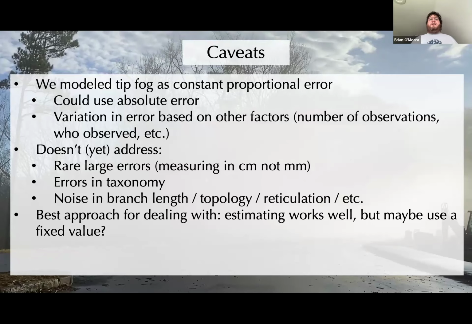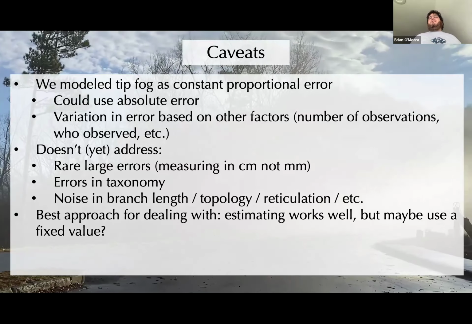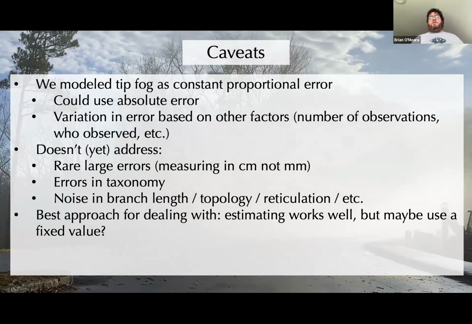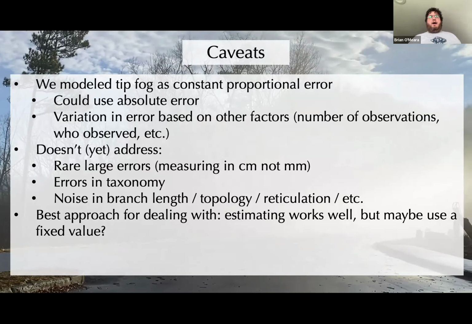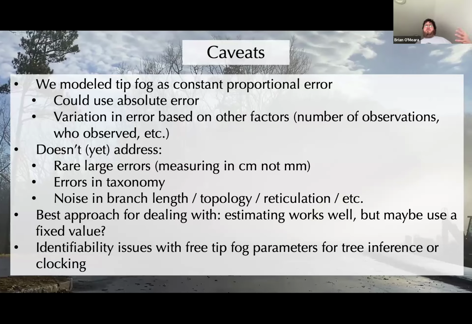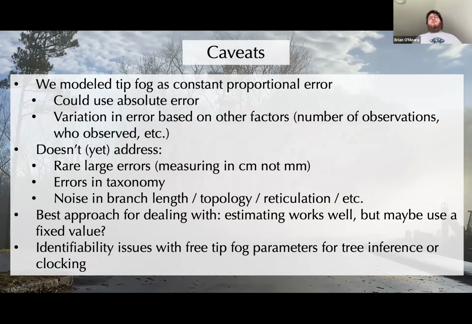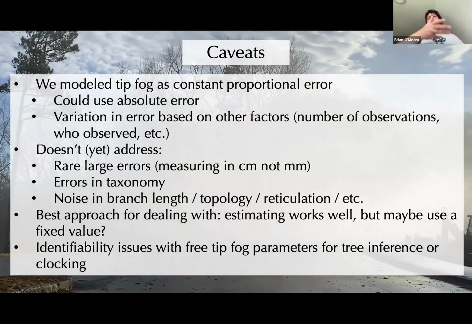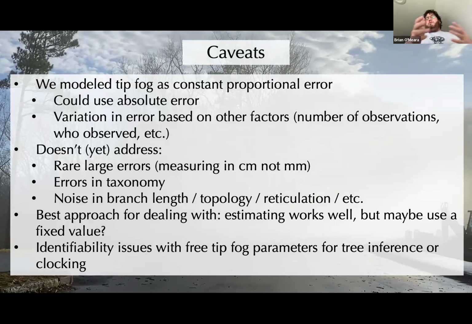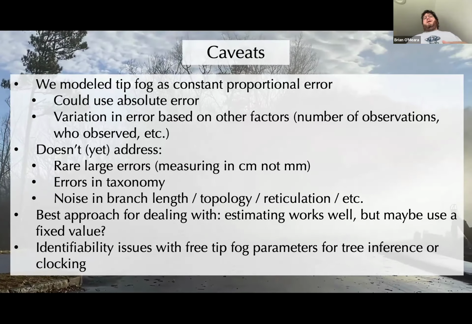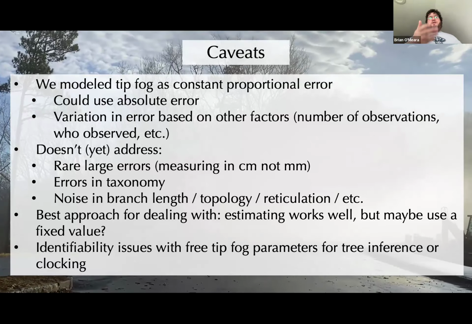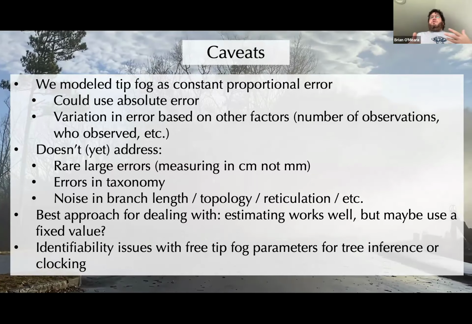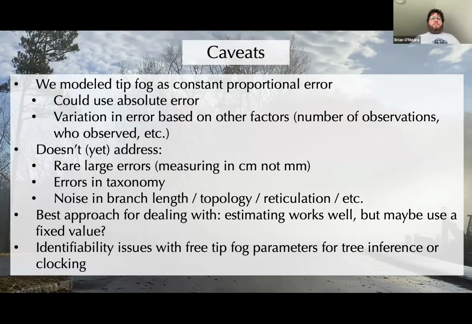It's also a question of the best approach for dealing with the estimates. If you can estimate, maybe you use a fixed value, like from measuring multiple individuals. For tree inference, where the given tree is not fixed, there can be identifiability issues depending on which models you use. If you use a Jukes-Cantor model and a similar model for error, for tip fog, you can't tell them apart. If you use a model like SELAC, which has drift and selection, that is differentiable from tip fog. So it depends on which model you're using. That's something to explore more.